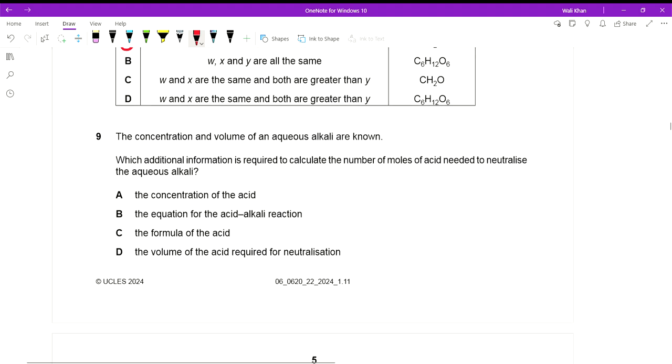The concentration and volume of an aqueous alkali are known. Which additional information is required to calculate the number of moles of acid needed to neutralize the aqueous alkali? The concentration of the acid, the equation for the acid-alkali reaction, the formula of the acid, the volume of the acid required for neutralization.